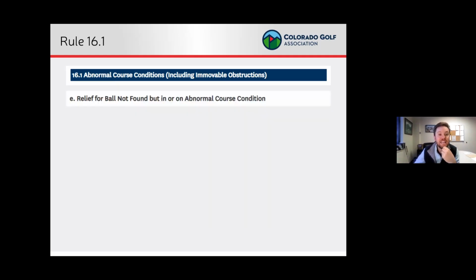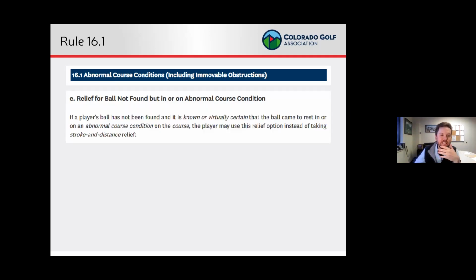In 16.1e, now we're going to look for relief for a ball not found, but in or on an abnormal course condition. So this happens a decent amount. If a player's ball has not been found and it is known or virtually certain that the ball came to rest in or on an abnormal course condition on the course, the player may use this relief option instead of taking stroke and distance.